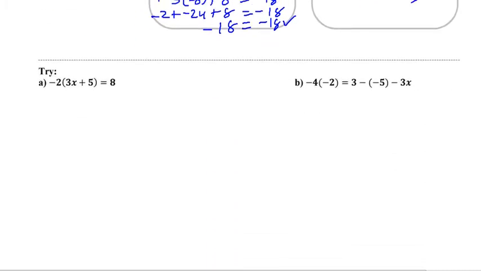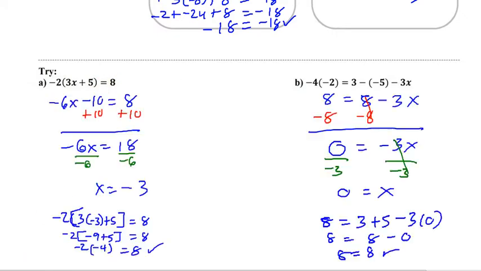So here's 2 for you to try. Give them a shot. Hit pause now. Alright, and there are the answers. If you distribute the negative 2, it gives us a nice basic equation, which allows us to solve it very quickly. And if we simplify the left and the right on this one, it gives us a nice basic equation we get to solve, and then checking shows us that we are correct.